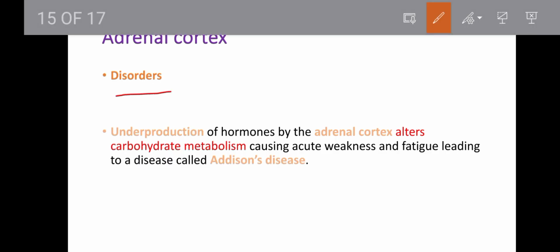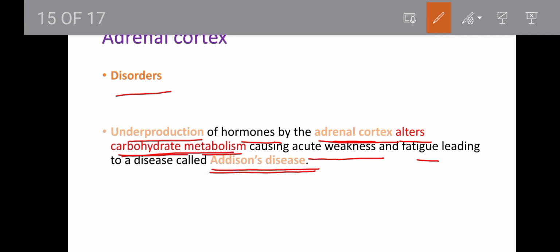Disorders. Underproduction of hormones of adrenal cortex alters carbohydrate metabolism and causes acute weakness and fatigue, leading to a disease called Addison's disease. So, in Addison's disease, there is less production of hormones of adrenal cortex.